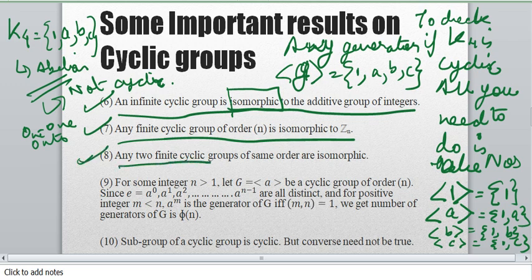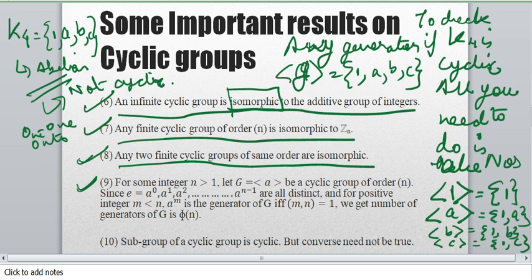Any two finite cyclic groups of the same order are isomorphic. So the orders of the groups are the same. They are two finite cyclic groups and the order is the same. Then they are isomorphic. Okay, moving on to the ninth topic.